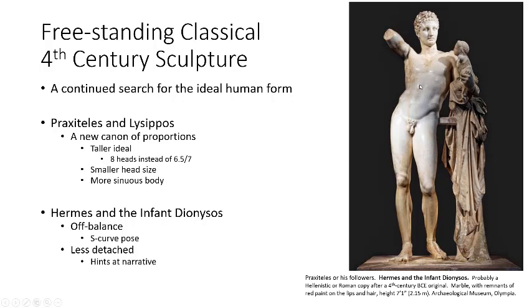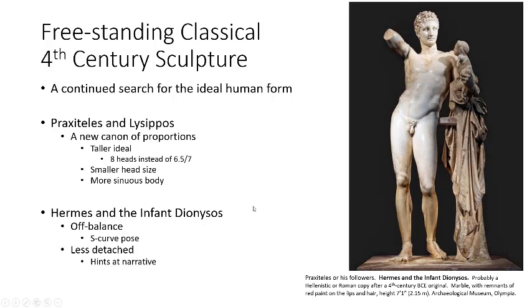Certainly, this particular individual, Hermes, seems to have a different sort of goal with respect to his proportions than we did with the Doryphoros in the previous slide. The ideal is taller. He's eight heads tall instead of 6.5 or 7, which Polykleitos's Doryphoros was. And the head is smaller compared to the body, and the body is a little more sinuous, flexible.